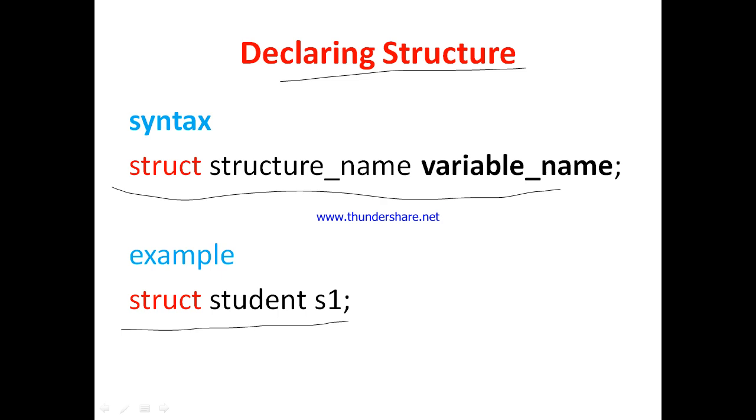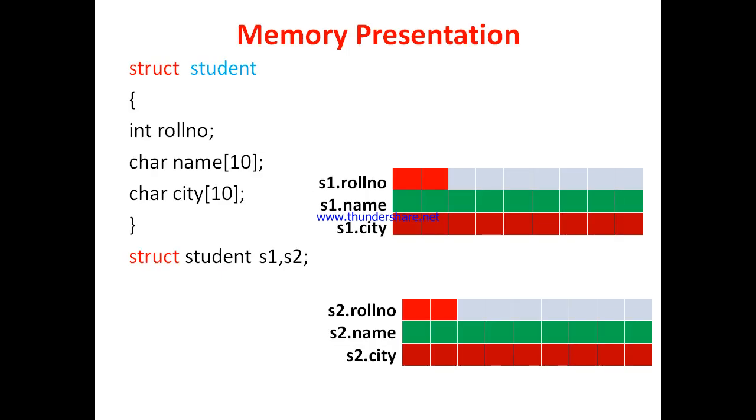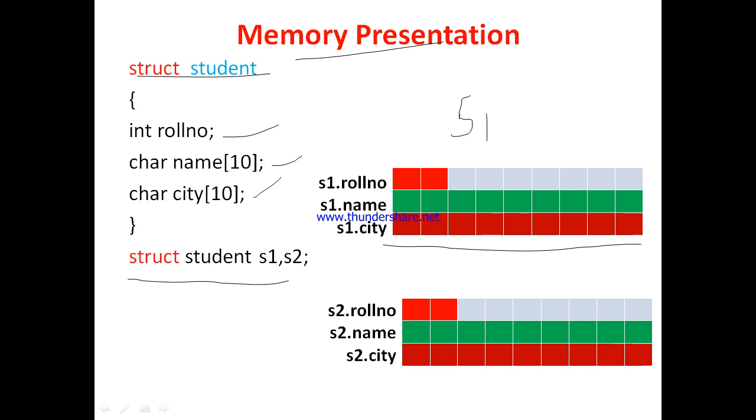Now let us see the memory representation of the structure. Here in struct student there are three members: roll number, name of size 10 character elements, and city having the size 10 character elements. Here we have declared two structure variables, struct student s1, s2. Since we have defined two structure variables, two different memory representations are created. This one is related to the structure variable s1, and the second is created which is related to the structure variable s2.